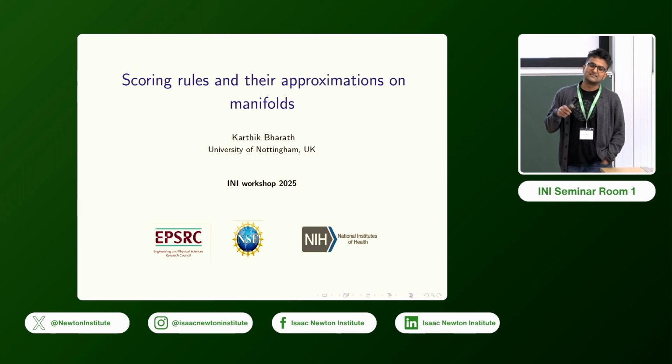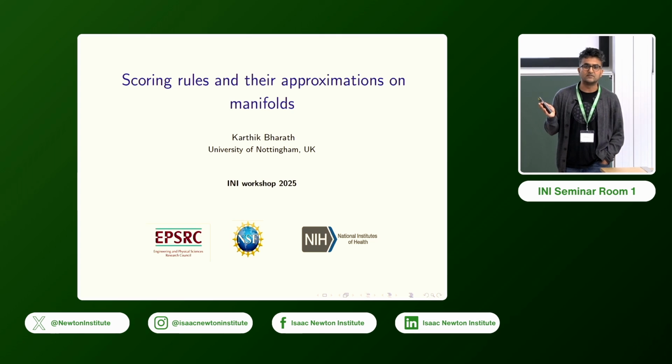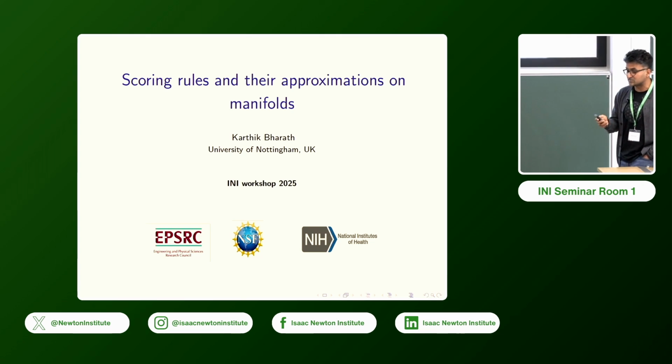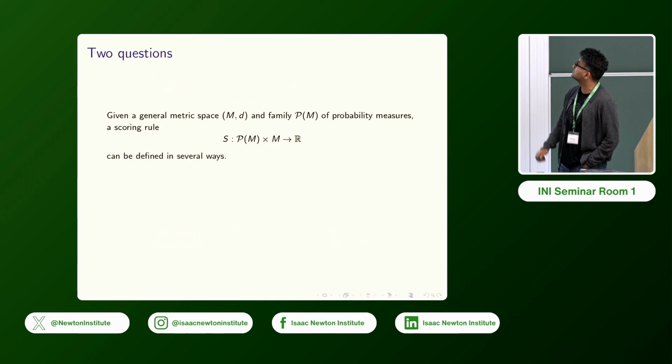That's the first part. The second part is, if you manage to define a score which you like, how would you actually compute it? Because on manifolds, distributions are not commonplace. They're usually defined only up to some normalizing constant, so it's not easy to compute them. So I will comment on these two, but I'll be happy to discuss if there are any further questions.